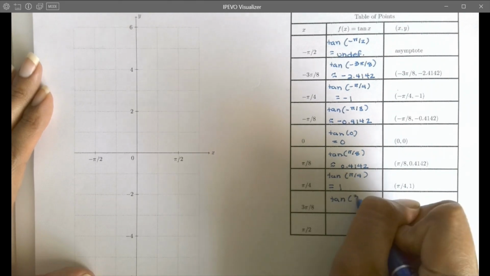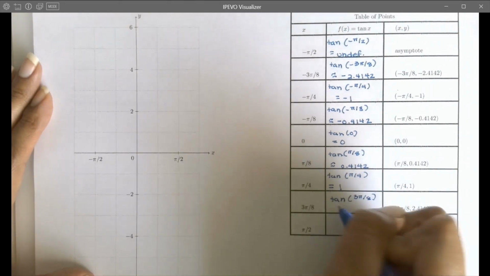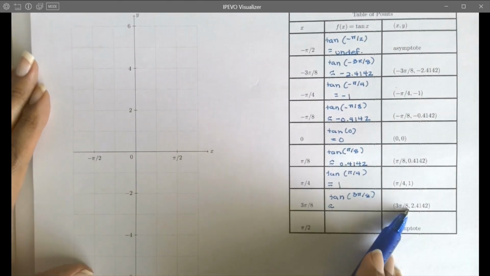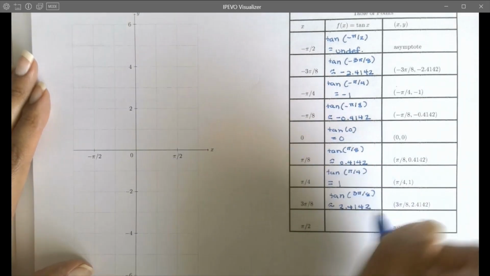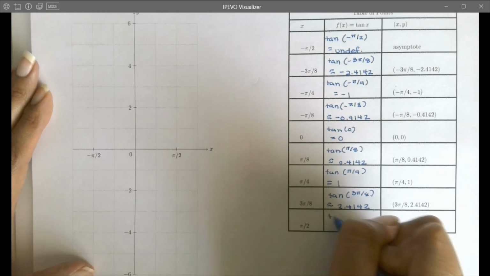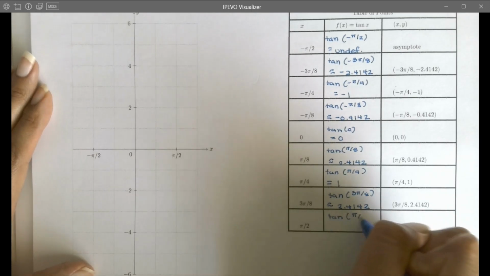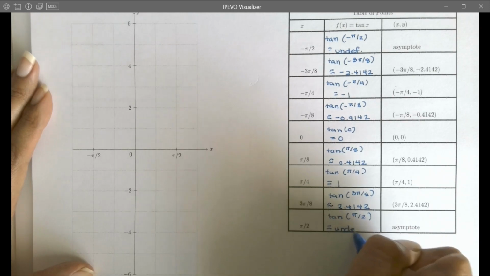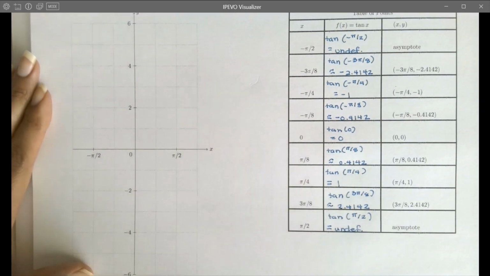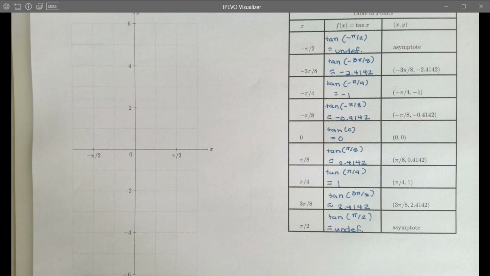Tangent of 3 pi over 8. Verify that it will be approximately 2.4142. And the last one, just verify that tangent of pi over 2, which you can use your unit circle to help you, is going to give you undefined, and therefore will be an asymptote on the actual graph.